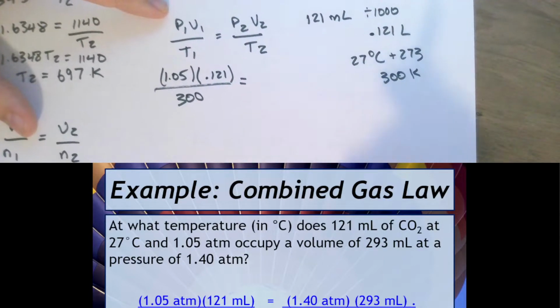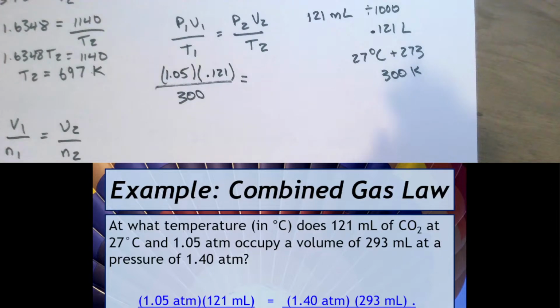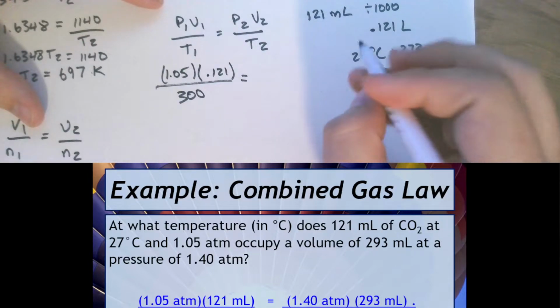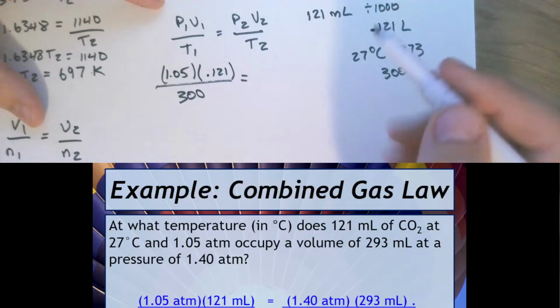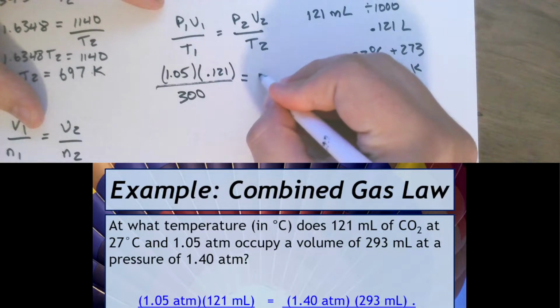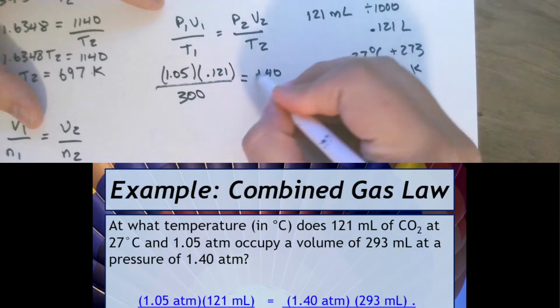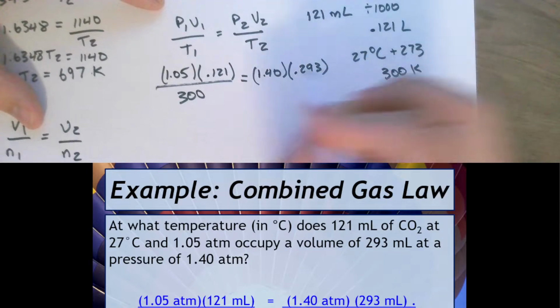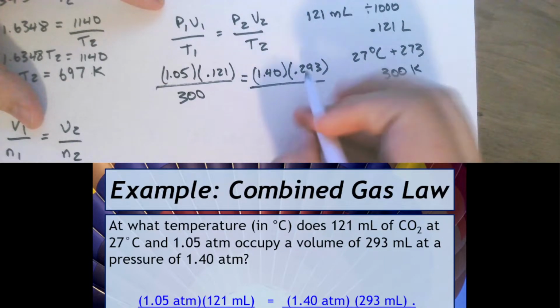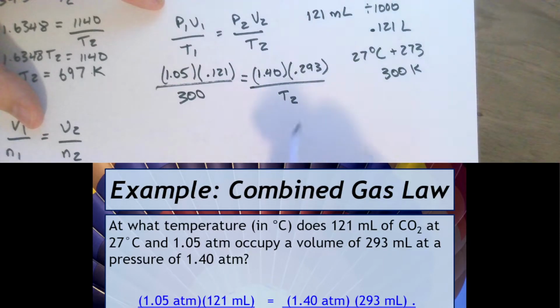Okay, occupy at a volume of... so I'm going to change my volume to 293 milliliters, which I'm just going to do 0.293. At a pressure, my new pressure is 1.4. So I'm going to plug in my new information, 1.4. My new volume is my 0.293, divided by my temperature, which is what I'm looking for. What temperature does this occur at now?